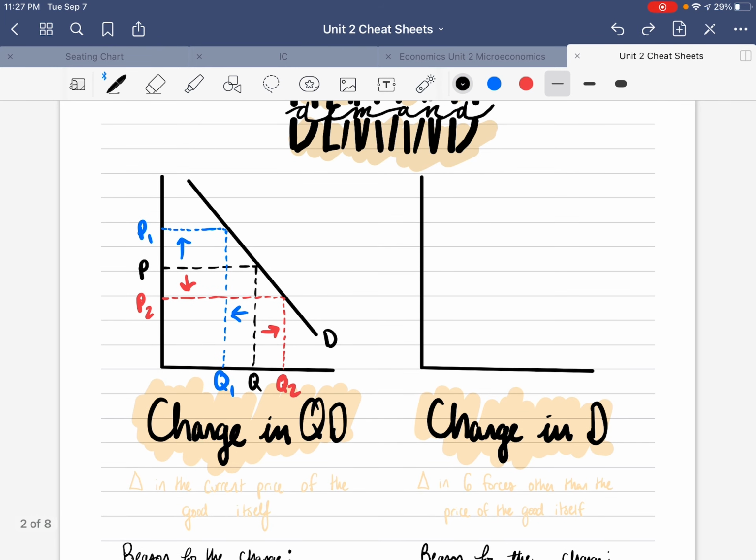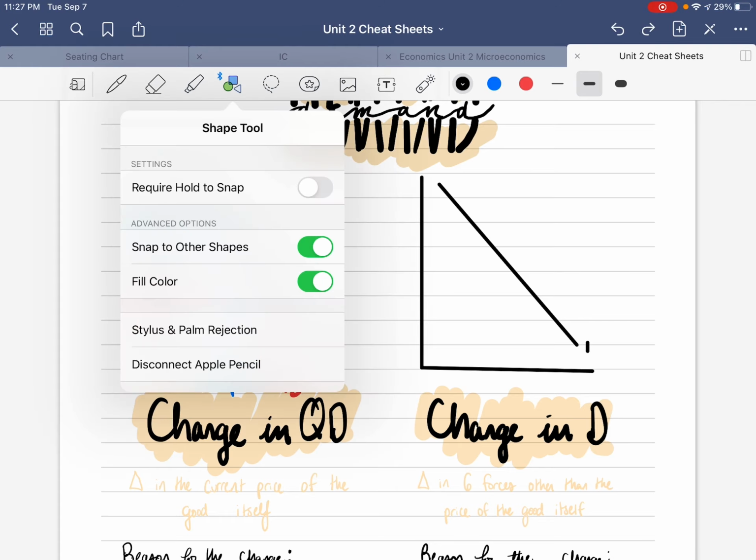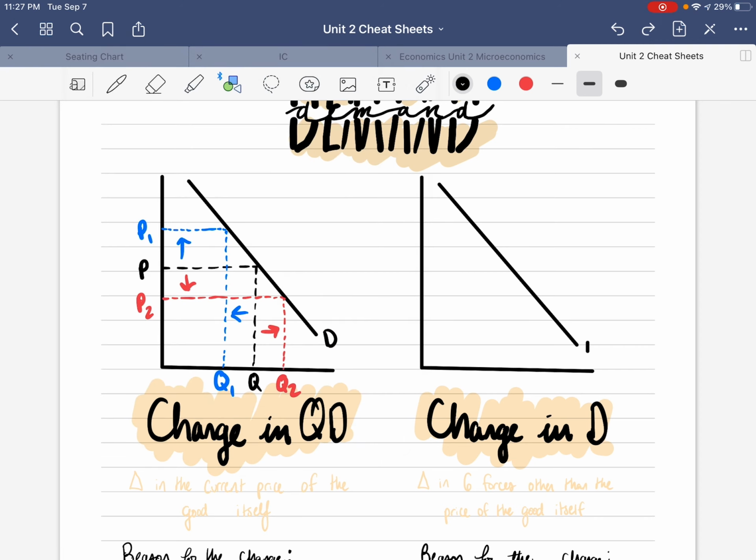So how do we graph this? Let me show you. We start with our downward sloping demand curve. Let me do that bolder. Downward sloping demand curve, label it with a D. And let's make demand increase to begin with.